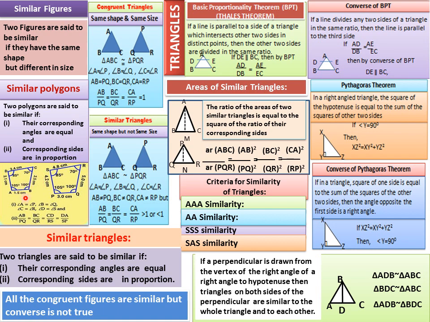The corresponding angles are equal, and the corresponding sides have the same ratio. Like here you can see, AB by PQ is equal to BC by QR, which is also equal to DC by RS, and similarly DA by SP. So the ratios of the corresponding sides are the same and the corresponding angles are equal. Such a polygon is called a similar polygon.